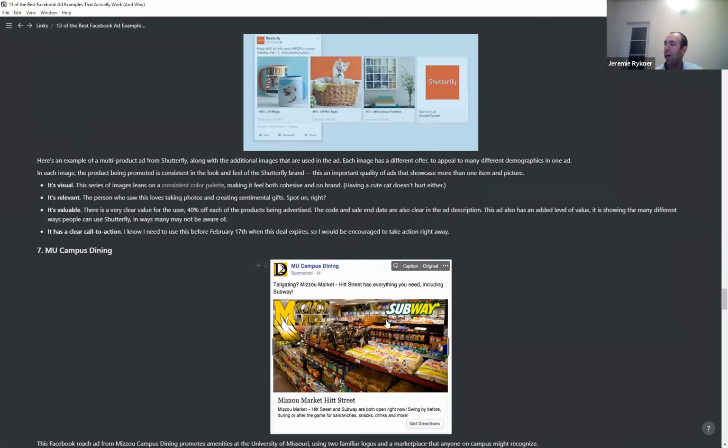Okay, here's another one. It's for a campus dining store. It's like a convenience store that is in or near a college in America. So here it says tailgating, Mizzou Market, Hitt Street has everything you need, including Subway. Mizzou Market, Hitt Street and Subway are both open right now. Swing by before, during, or after the game for sandwiches, snacks, drinks, and more.